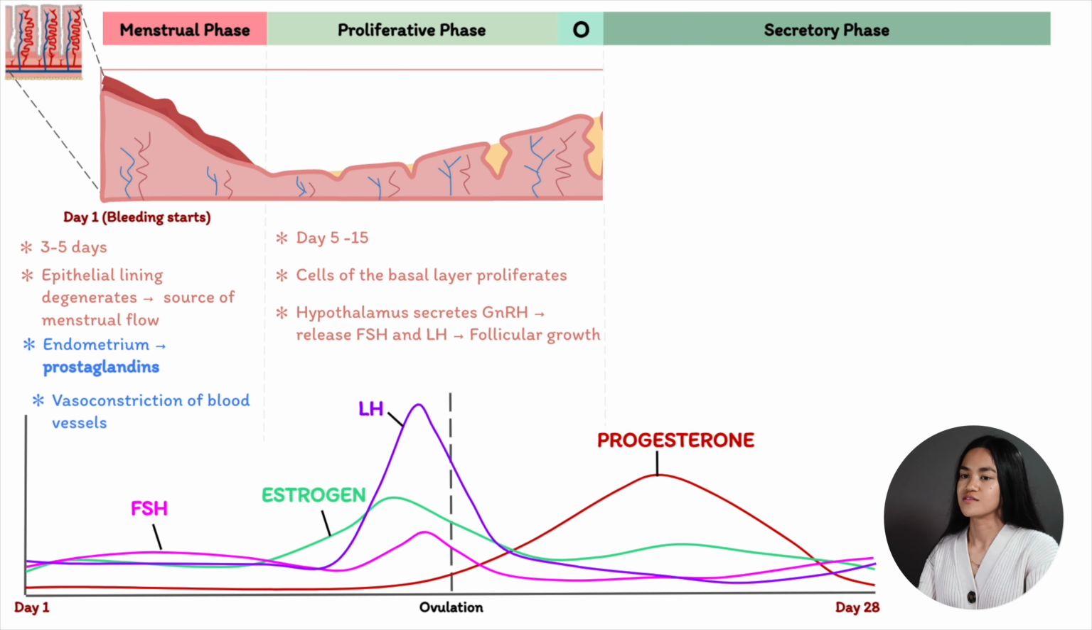Then day 14 to 15, ovulation occurs. We're going to be releasing the secondary oocyte from the ovary. And this is the start of the third uterine phase, known as the secretory phase. So let's break that down.